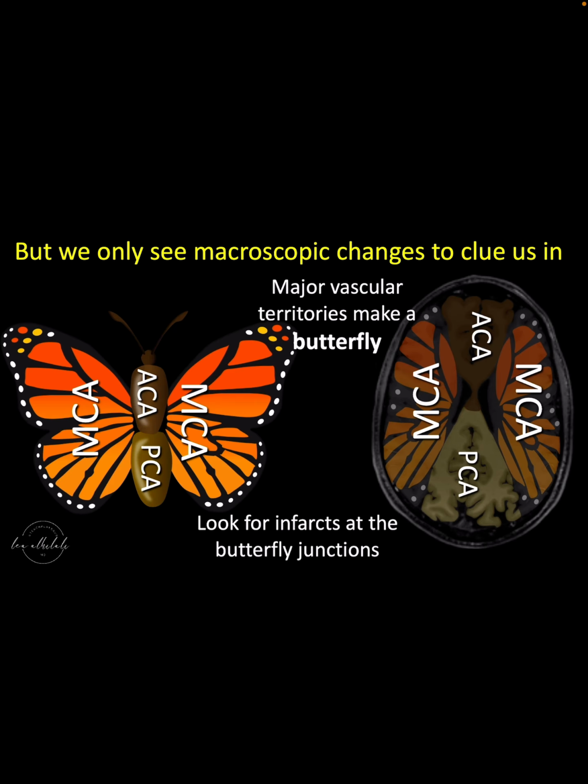But unfortunately, we can't see that microscopic cellular damage. We can only see the macroscopic damage, and that's border zone infarcts on imaging. So I always remember that the major vascular territories are shaped like a butterfly, and the infarcts are at the butterfly junction zones, right? Where the wings meet the body, where the tail meets the wings. And these infarcts at these border zones indicate underlying hypoperfusion.